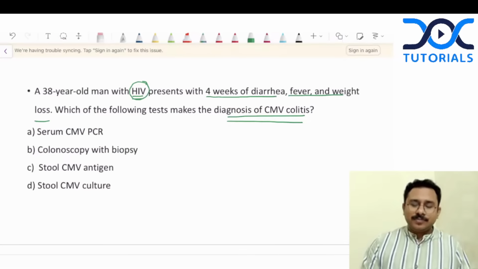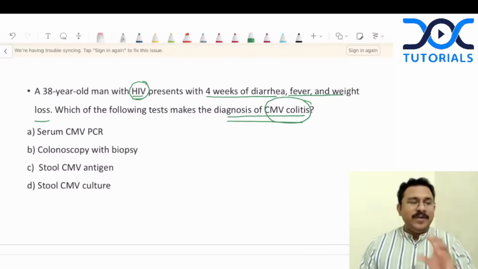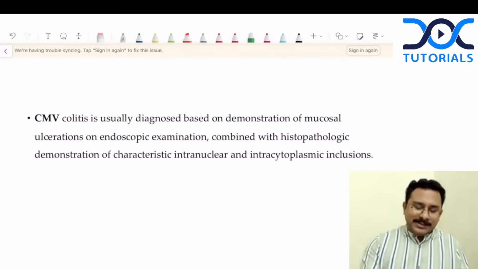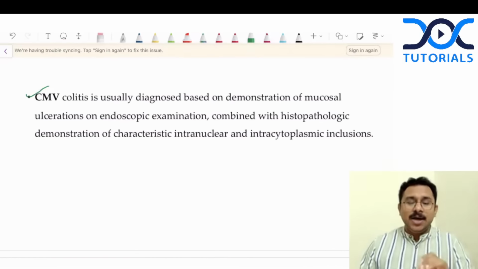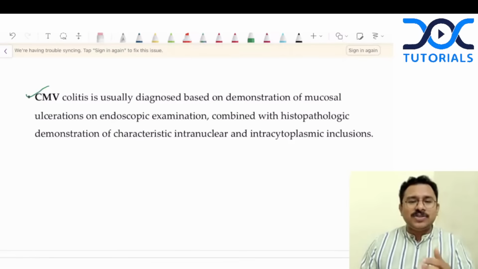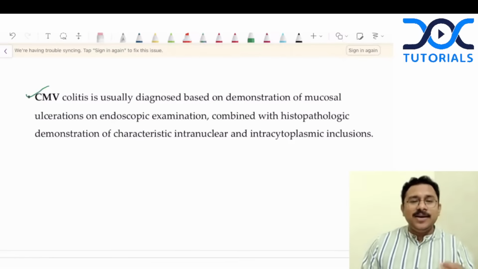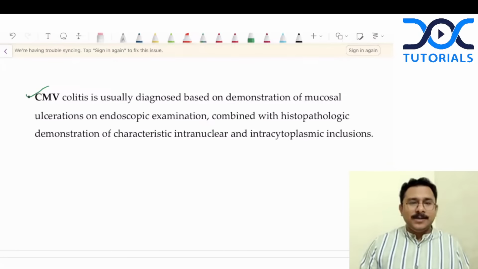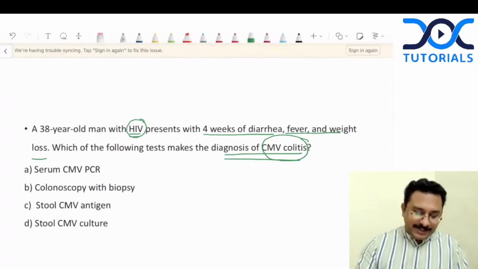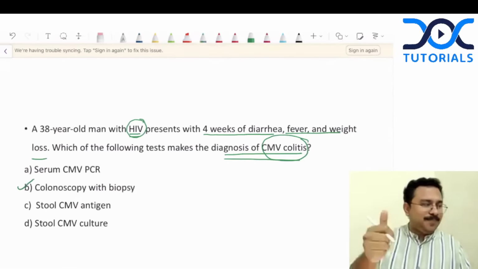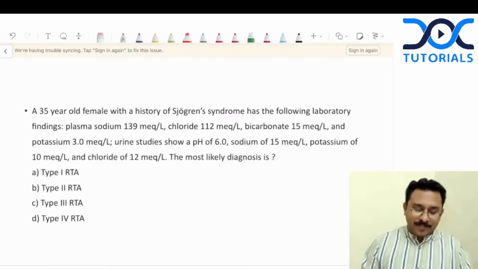Now, remember, CMV can have multi-system involvement. But specifically for CMV colitis, please note this very important line. CMV colitis is usually diagnosed based on the demonstration of ulcers on endoscopic examination, combined with histopathological demonstration of characteristic intranuclear and intracytoplasmic inclusions. So you will do an endoscopy and biopsy, which is going to confirm the diagnosis of CMV colitis. The answer is option B. Clear? Okay, going good.